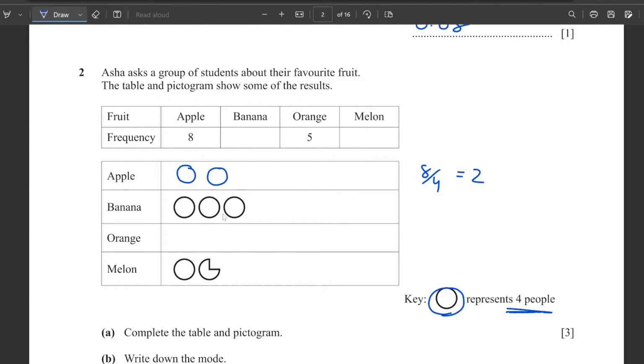Now you have to write for bananas. 4 people is represented by 1 circle, so 4 times 3 is 12. Simple as that. And now you have 5 oranges. When you divide 5 by 4, you get 1 complete and then 0.25. This means you have to draw 1 complete circle and then 1 quarter circle like this. Melons, this is 4, and this is 3. So 7 melons.